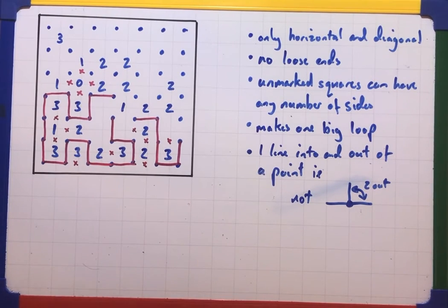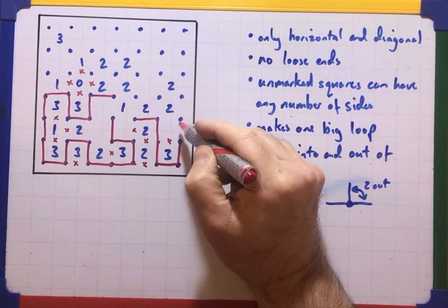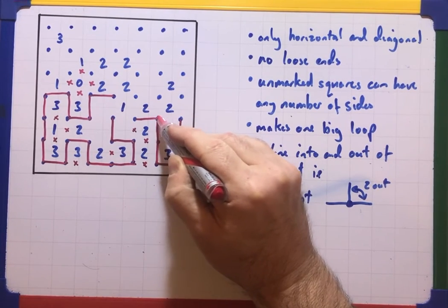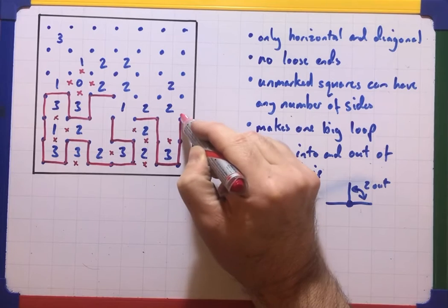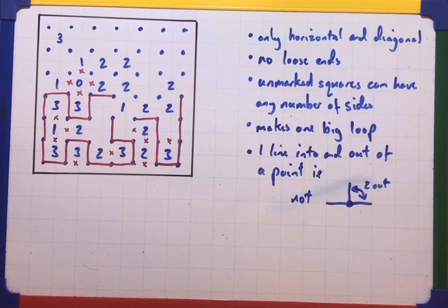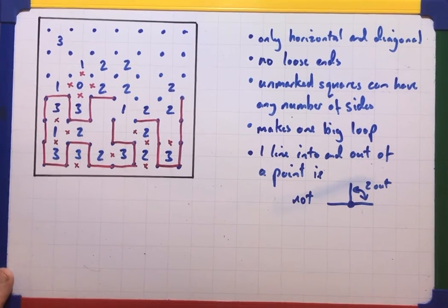Okay, now let's keep going. That can't stop there, so it must go up there. It can't go across there because there's already 2 into it, so it must go up. Must go up there. Okay, let's keep having a little look.